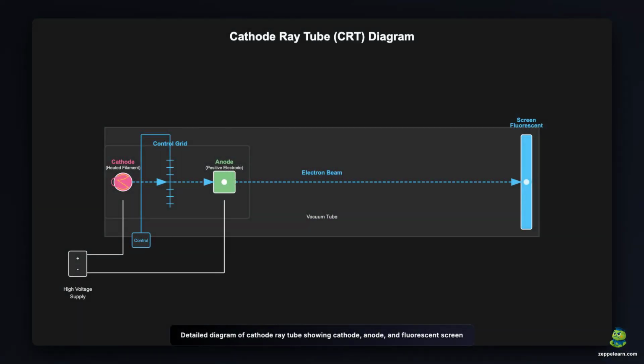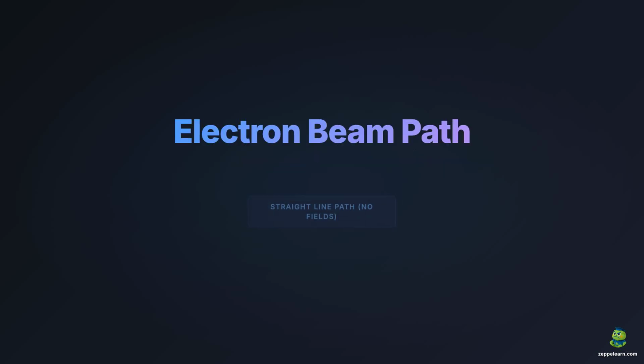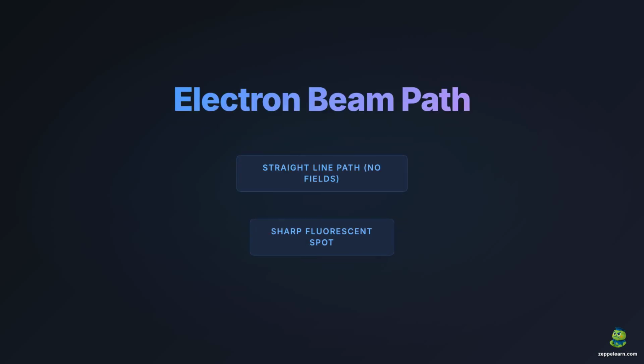This diagram shows the complete cathode ray tube setup with the cathode on the left, an anode in the middle, and the glowing fluorescent screen on the right where the cathode rays strike. Now let's observe how the electron beam behaves as it travels through the tube. Without any external forces, the cathode rays travel in perfectly straight lines from cathode to anode. The beam creates a sharp focus spot on the fluorescent screen, proving the rays travel in straight lines.